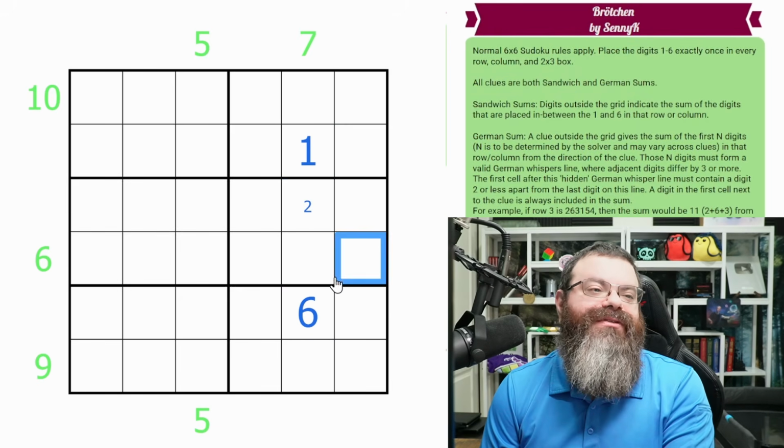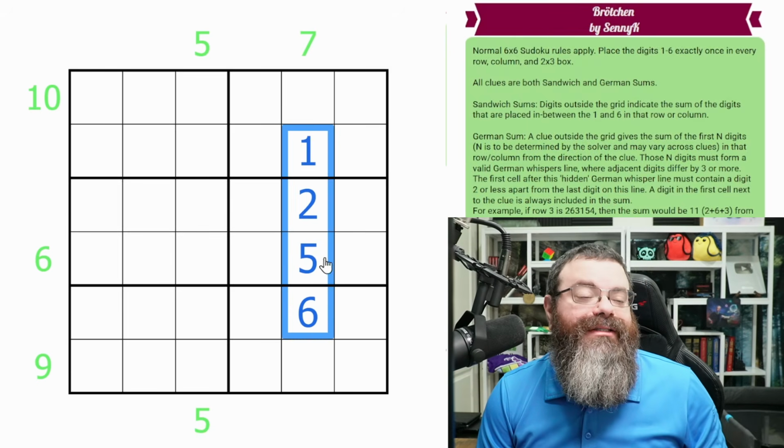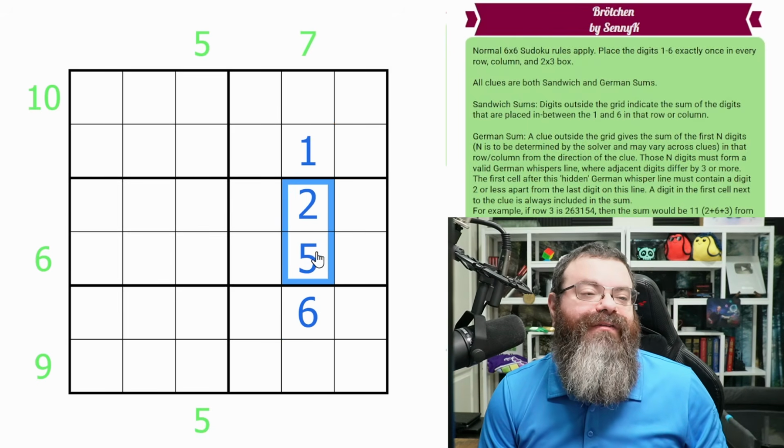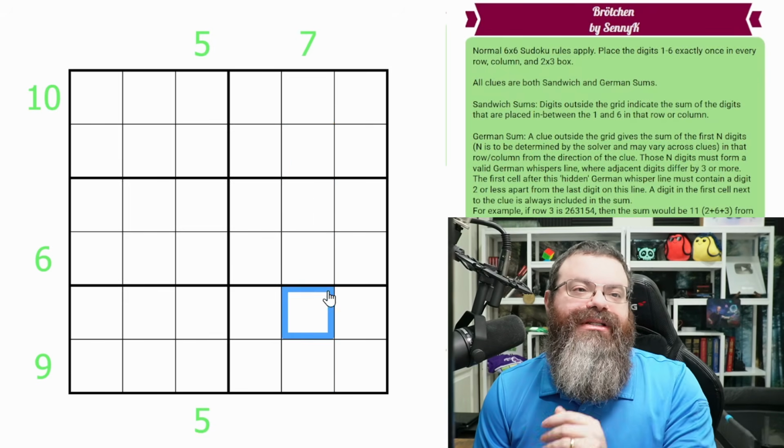So for example, this could be 2, 5. So 1, 2, 5, 6. Between the 1 and the 6, we have the 2 and 5. 2 plus 5 is 7. That matches our clue. In addition to that, they are German sum clues.